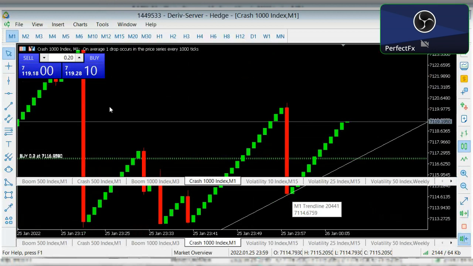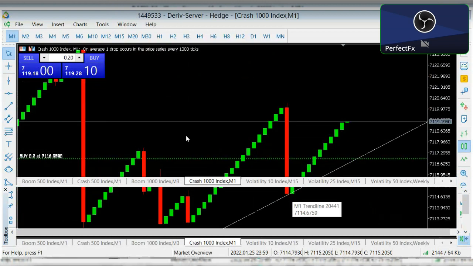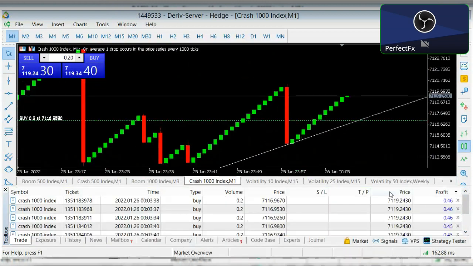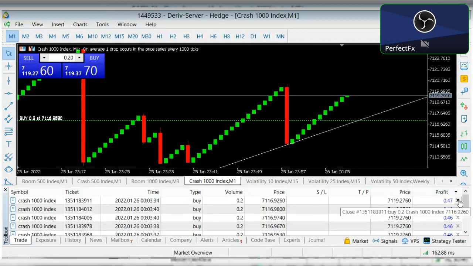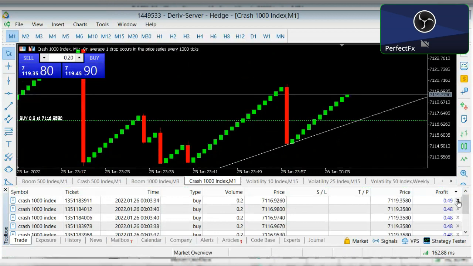So guys, can you see? Using the smallest lot size, this is the profit we've made, about $2.3. If you are trading a $10 account, that's already $12 plus in your account, and that is actually a good place to start from in a day.